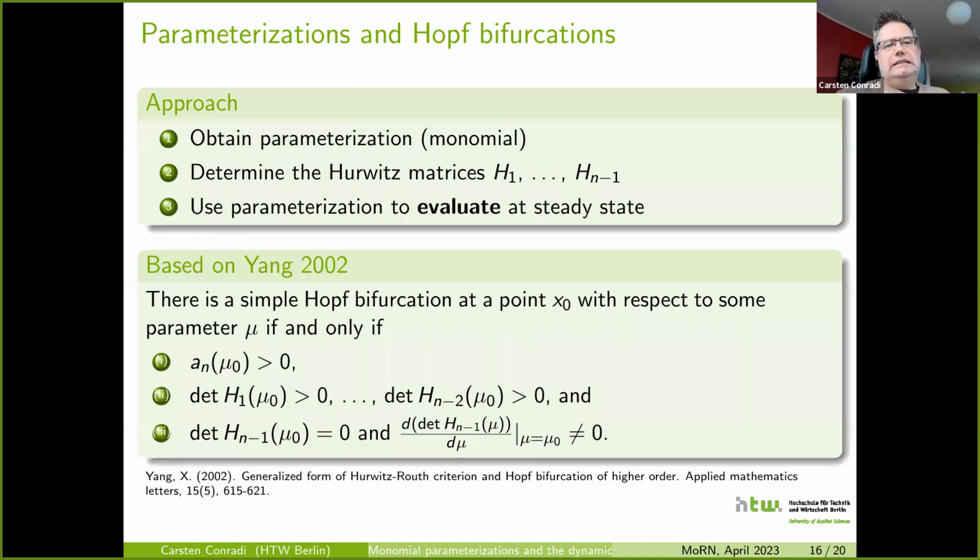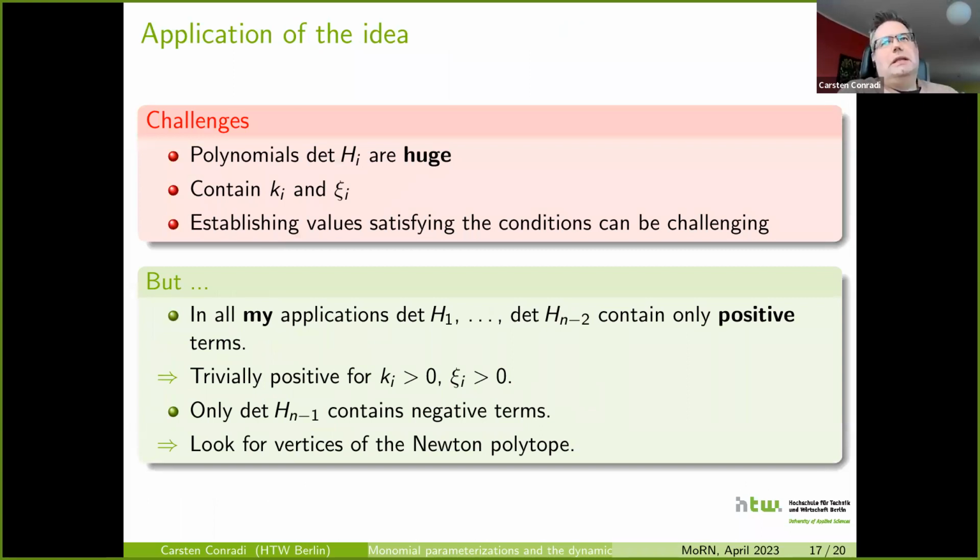And so applying this idea is challenging, but it's challenging mainly for computational reasons, because if you compute these polynomials, they are huge. They're polynomials in the unknown concentrations and the parameters of the parameterization, and by huge, I mean they can be like thousands of terms. And then finding points where these sign conditions are satisfied can be challenging.